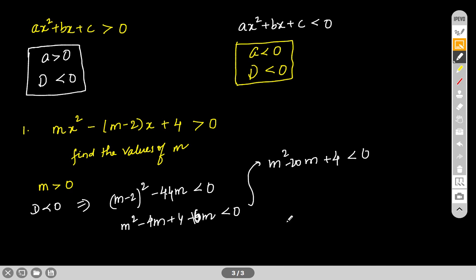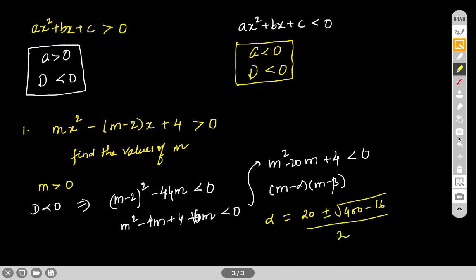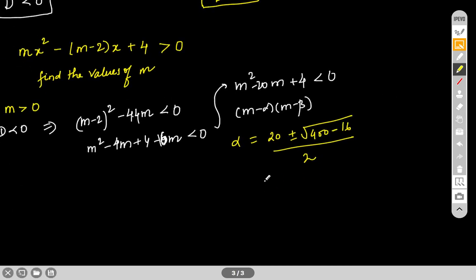Now, if you have to solve this, basically you need to know its roots. Let's say m minus alpha and m minus beta are the roots. So alpha and beta can be found using the quadratic formula: minus b plus minus root of b square minus 4ac, by 2a. This is going to be 20 plus minus root of 384 by 2.